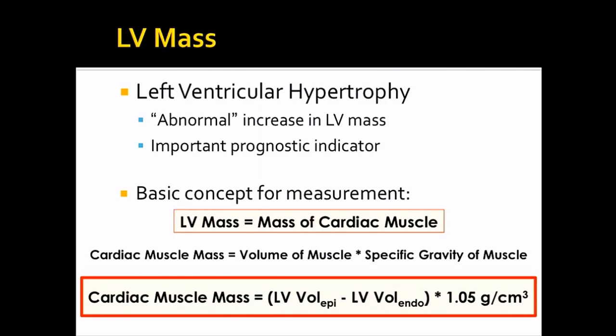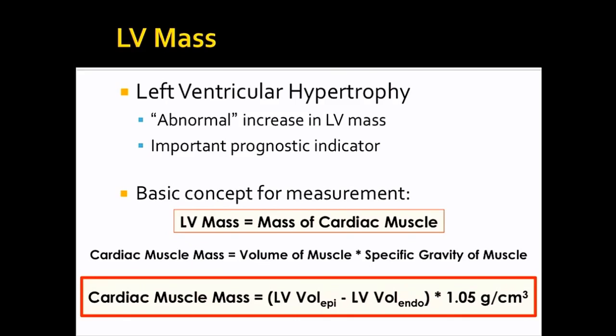Left ventricular hypertrophy is considered an abnormal increase in LV mass. It's an important prognostic indicator. The basic concept is that the LV mass is just an expression of the mass of the cardiac muscle. So in terms of calculating that, basically what we're trying to do with echo is determine the volume of myocardial mass. And then we can multiply that by the specific gravity of muscle.